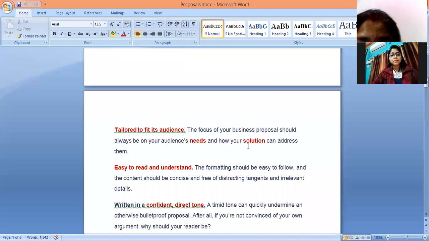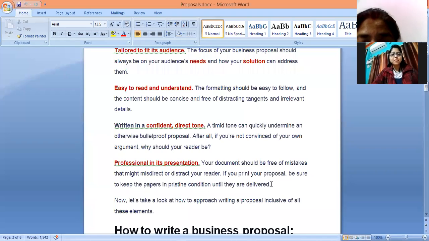The need and then your solution. How can you help to fill this gap? All proposals are required to be easily read, easily written, so that they can be understood without any effort. And if it has a confident, direct tone, things will click. Otherwise, a timid tone can land your proposal in the trash can.